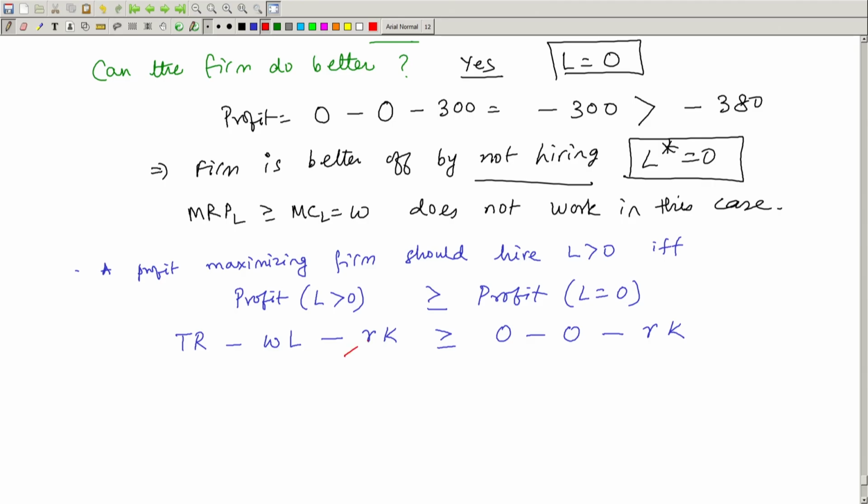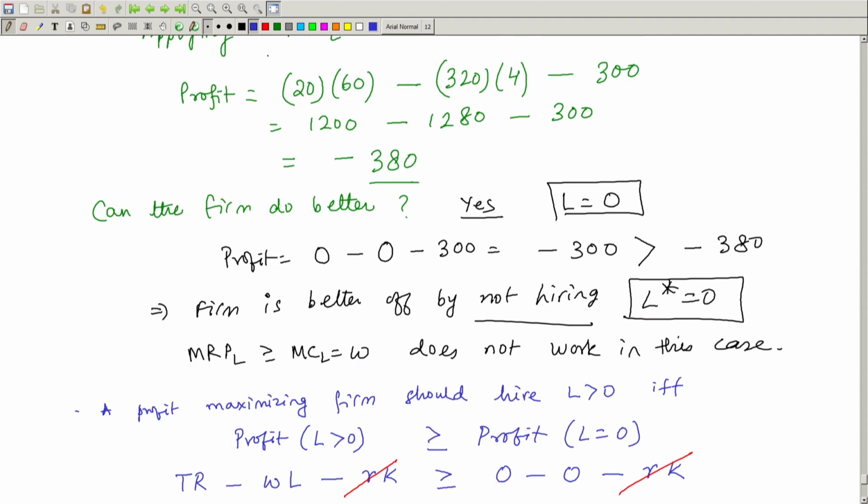So, essentially I can cancel this from both sides and I will get total revenue minus WL is greater than or equal to 0, which is to say that total revenue is at least as large as my cost of labor, right. And notice that is no longer happening in this particular example. If you look at the total revenue, it was 1200. If you look at the cost of labor, it was 1280. So, the firm was not making enough revenue to even cover the cost of its variable inputs, right.